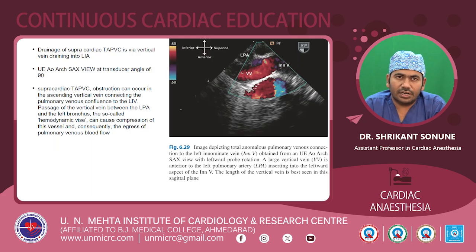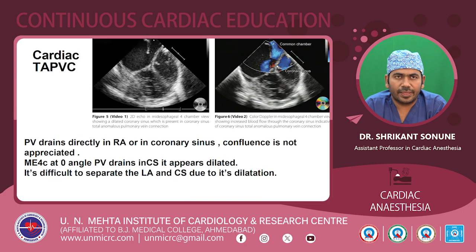Supracardiac TAPVC obstruction can occur in the ascending vertical vein connecting the pulmonary venous confluence to the left innominate vein, and the passage of the vertical vein between the left pulmonary artery and the left bronchus is the cause of compression of this vessel, and it subsequently leads to decreased egress of the pulmonary venous blood flow.